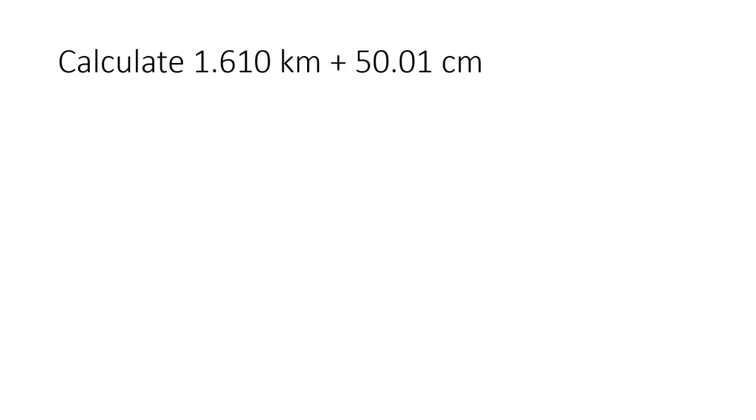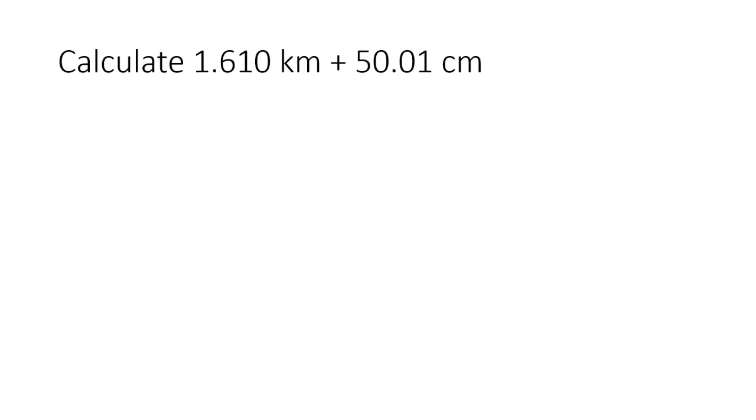This is a problem that you didn't have on your problems in the lab, but this is a problem that you need to understand as well. So you want to calculate something in kilometers, something in centimeters. You cannot add those up. You need to be with the same units, right?